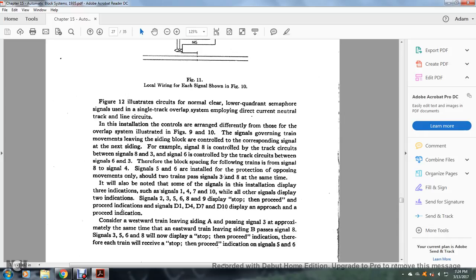It will also be noted that some of the signals in the installation display 3 indications, such as signals 1, 4, 7, 10, while other signals, 2, 3, 5, 6, 8, 9, display 2 indications, stop then proceed. Preceding indication signals D1, D4, D7, D10 display approach and proceed indications.